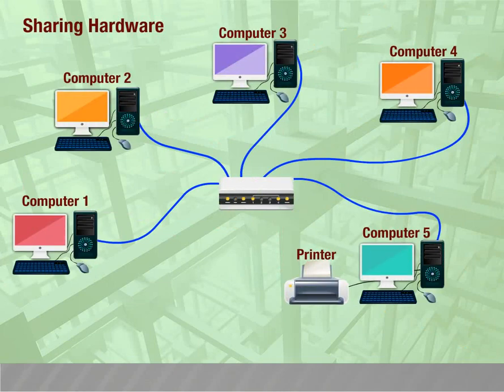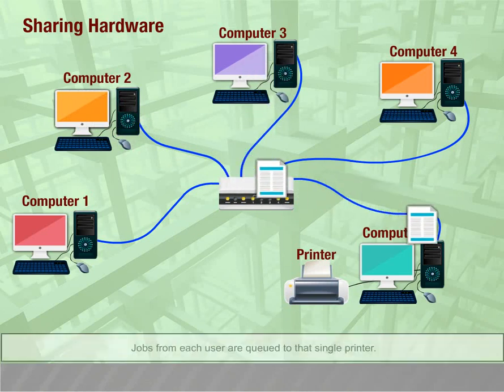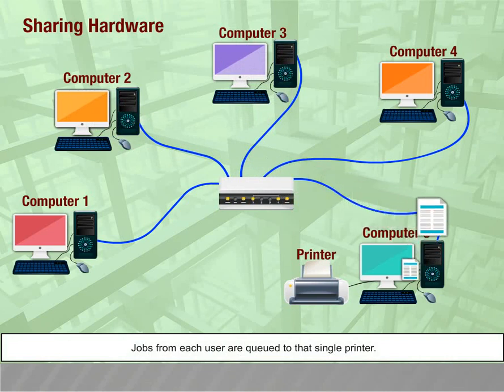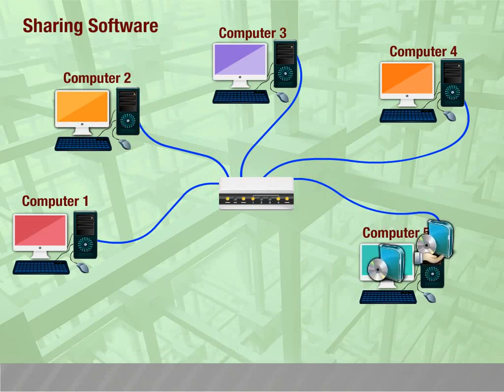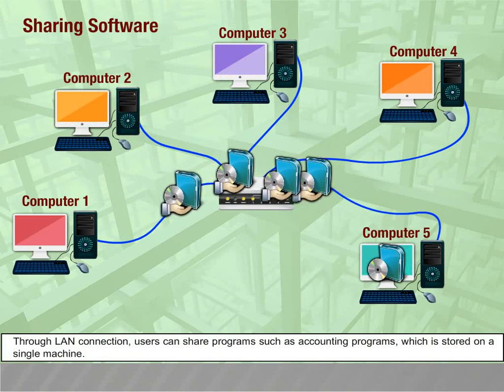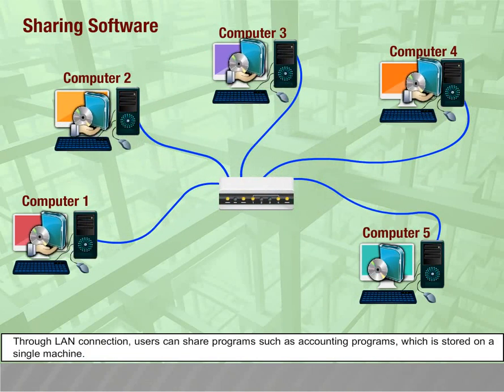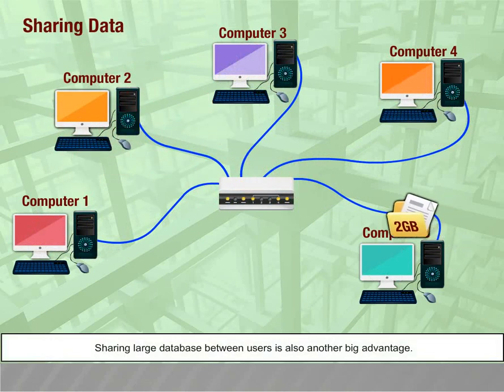Sharing hardware. Users can be connected through a local area network to a single printer or data storage. Jobs from each user are queued to that single printer. Sharing software. Through a LAN connection, users can share programs such as accounting programs, which are stored on a single machine. Sharing data. Sharing large databases between users is also another big advantage.